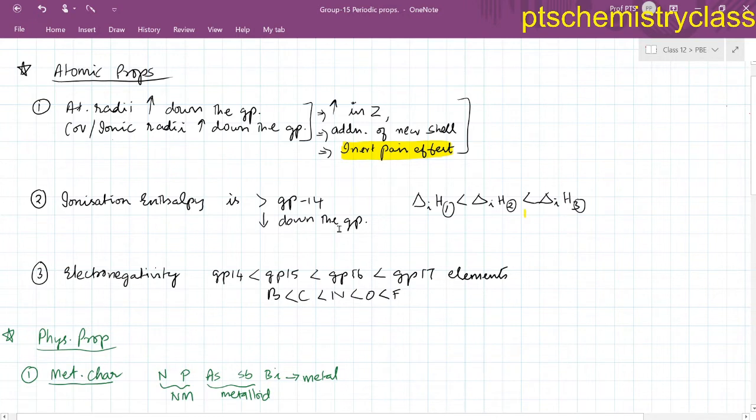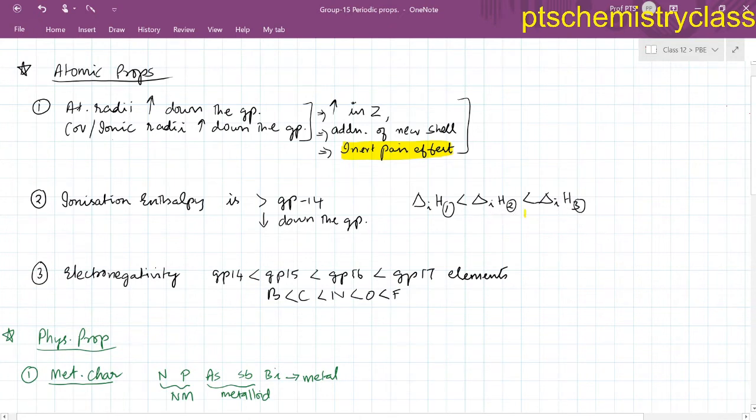Ionization enthalpy in general decreases down the group. And two points regarding ionization enthalpy you have to remember. One, it decreases down the group. Second one is, first ionization enthalpy of any element will always be smaller than the second and third. That you have to remove.